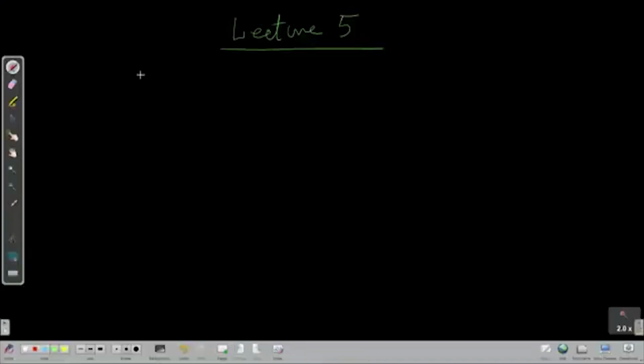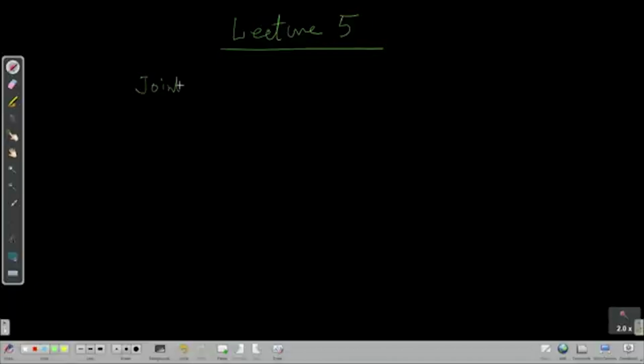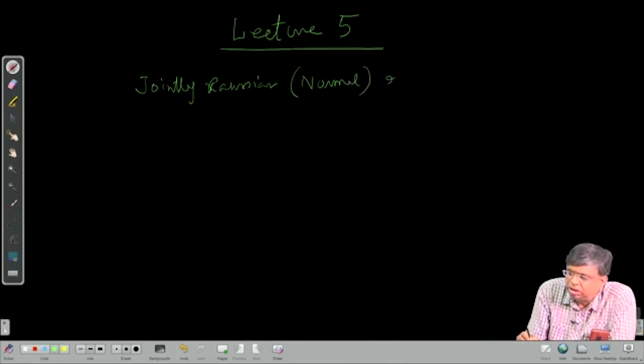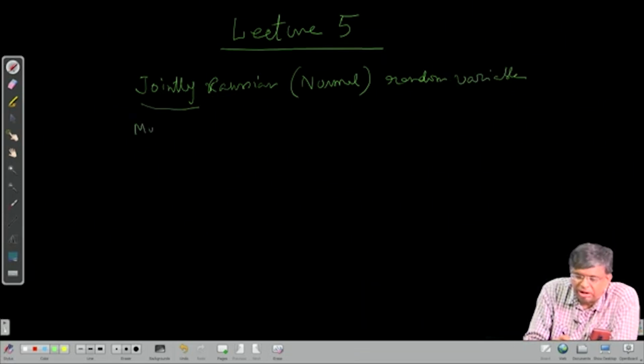Okay, so today we will be discussing Gaussian density, but not just for one variable, for many real continuous random variables together. So that will be called jointly Gaussian. Gaussian is sometimes also called normal. Jointly Gaussian random variables. This jointly is sometimes also called multivariate. There are different names.